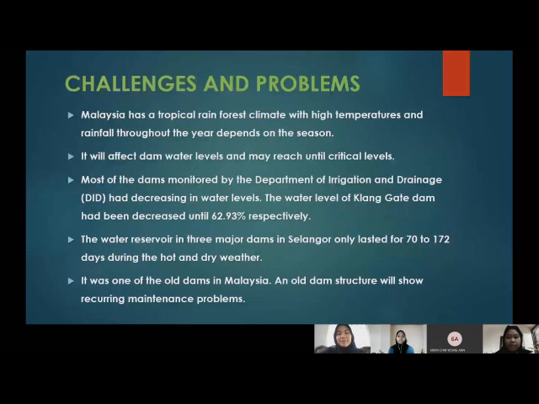Okay, so for the challenges and problems, Malaysia has a tropical rainforest climate with high temperatures and rainfall throughout the year depending on the season. The hot and dry season will affect dam water levels and may reach critical levels. Most dams monitored by the Department of Irrigation and Drainage (DID) had decreasing water levels. The water level of Klongan Dam had decreased until 62.93% respectively. The water reservoirs in three major dams in Selangor only lasted for 70 to 172 days during the hot and dry weather.